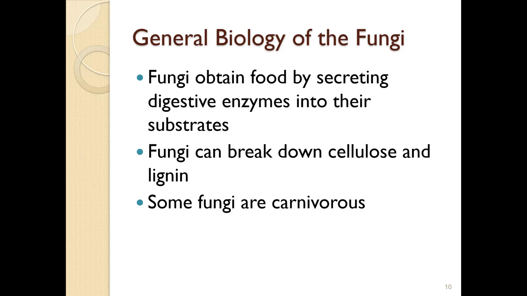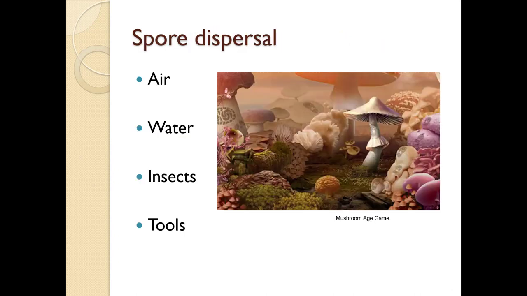And here's a very close look at spores. So what they do is they obtain food by secreting enzymes into their substrates, and they can actually break down cellulose and lignin. Lignin is what makes wood hard, so they're pretty tough. And then some fungi are actually carnivorous, and they actually are beneficial in your soil. They're spread through air, water, insects, and tools.